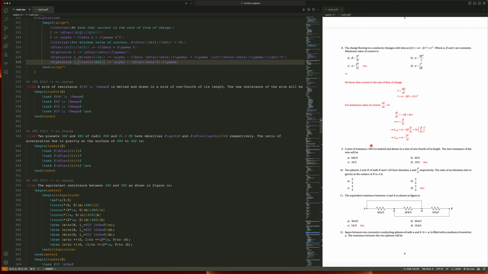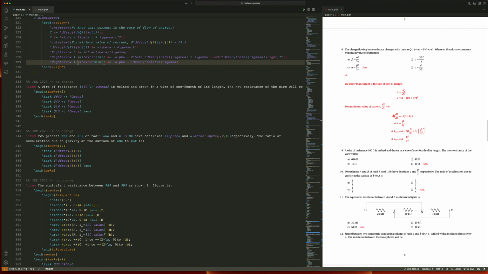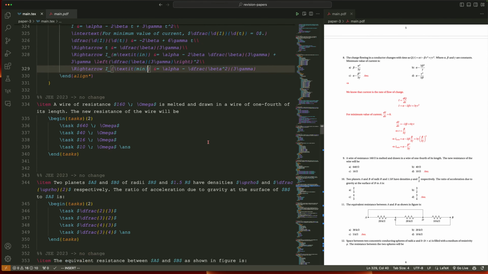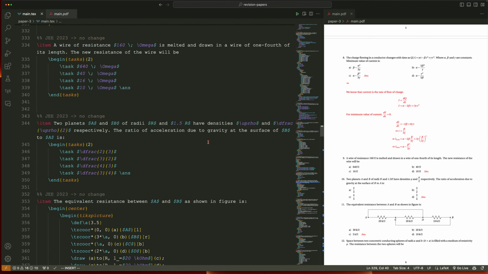Or if you really want to be sure, then you can find out the double derivative. If the double derivative is positive, that means we are really sure about it being the minimum value. So let's move on to the next problem.